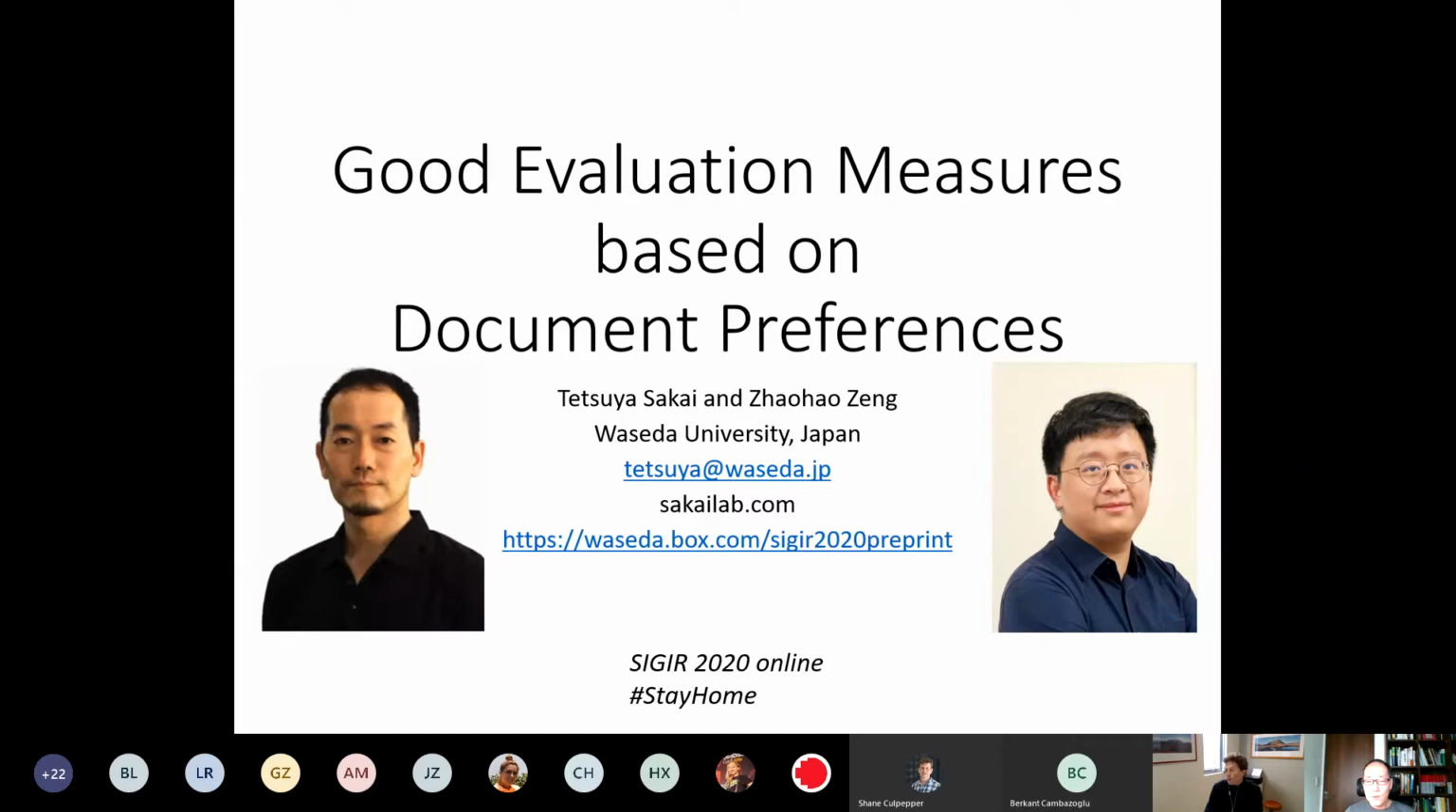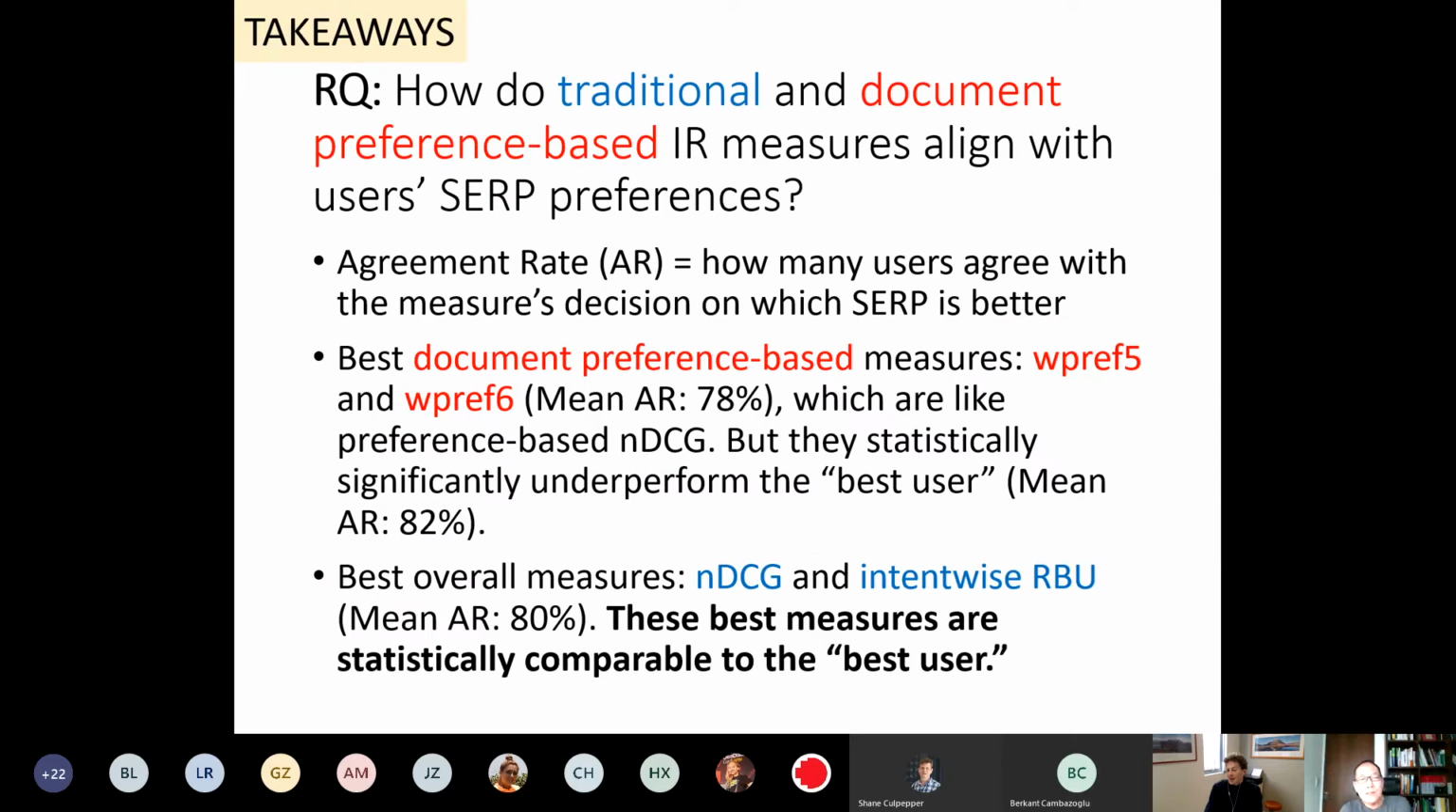And my co-author is Jiahao Zhang. He's a PhD student of mine. So this is basically the takeaway. I looked at some document preference-based measures, and some of them work.